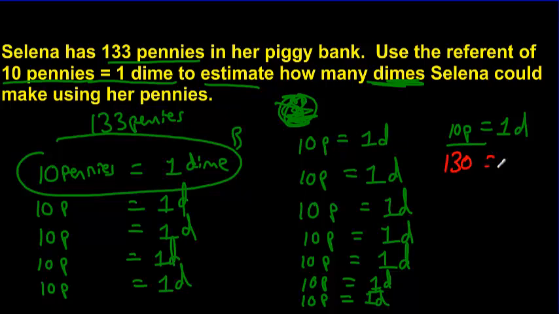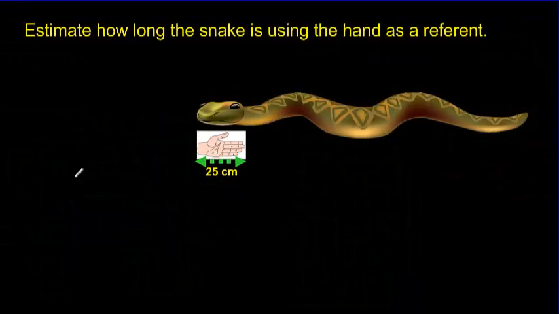That's good enough. And how many dimes in total do I have? Well, I have 1 dime here, another dime here. That's 2 dimes, 3, 4, 5, 6, 7, 8, 9, 10, 11, 12, 13 dimes. And the question asks us, how many dimes could Selena make using her pennies? She can make 13 dimes out of the money that she's got. And the last question of the day.